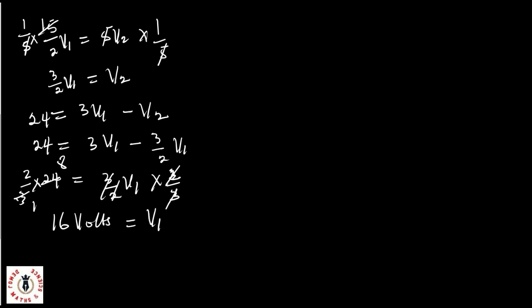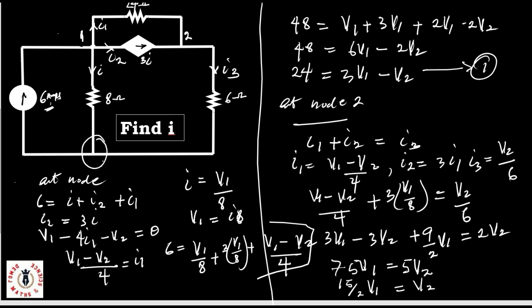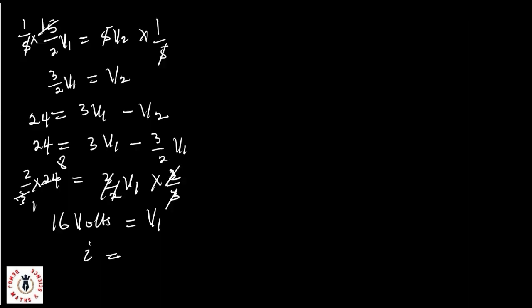Now we know that I, which is what we're actually looking for, is the same thing as V1 over 8, from the definition for I earlier. So that's my I now, which is equal to V1 over 8, the same thing as 16 over 8. 8 here is 1, 16 here is 2, which is equal to 2 amps. My I is equal to 2 amps.